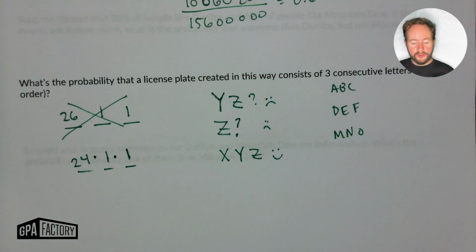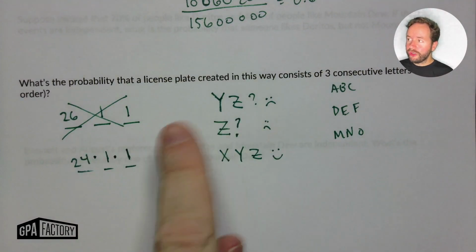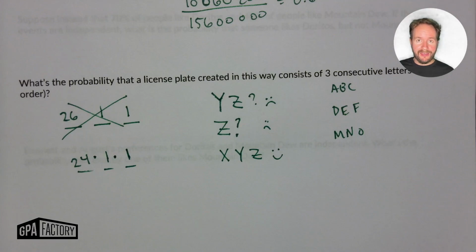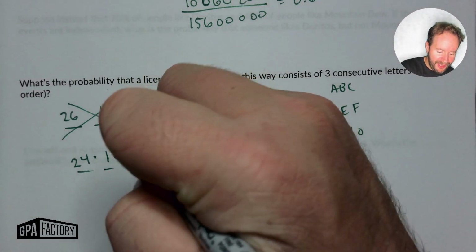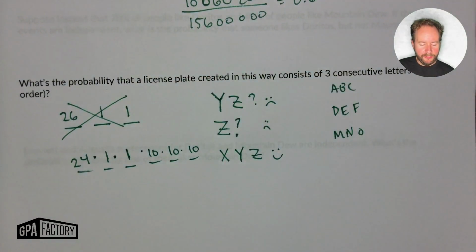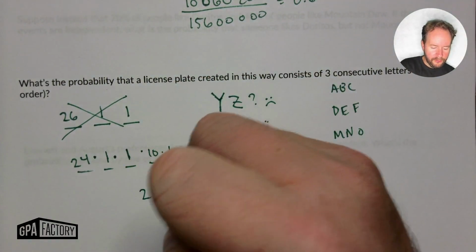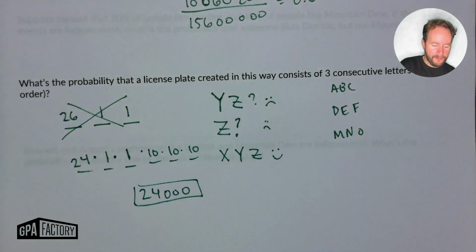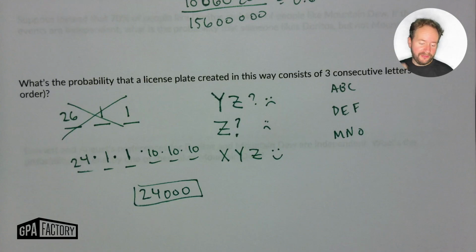And then don't forget, I have to do the numbers. Now, there was no restriction on the digits. It doesn't seem as though I can't say, oh, you can't have a 7 again, or you can't have any odd numbers. No, it just says play however you want to with the numbers. So I have 10 digits times 10 digits times 10 digits because those can be repeated. So my answer there is 24,000. There's only 24,000 license plates that go ABC followed by 3 numbers, or MNO followed by 3 numbers, or XYZ followed by 3 numbers. Cool.